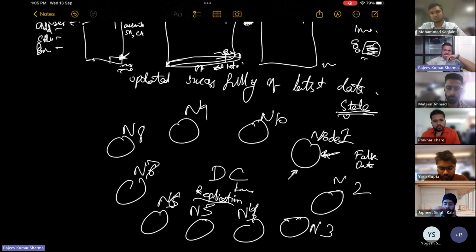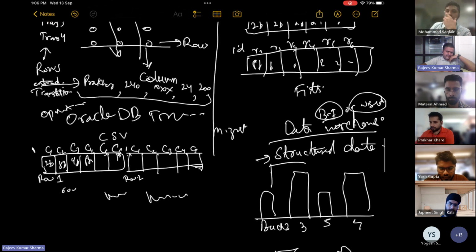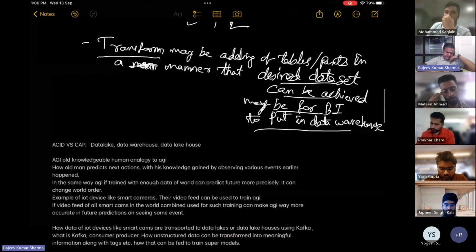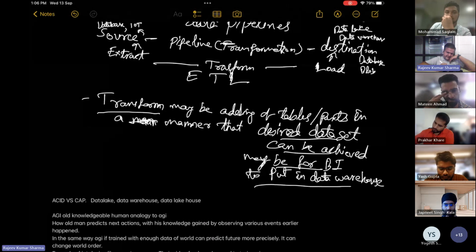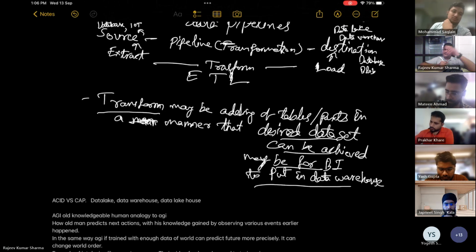Just for your understanding, I have given you a basic concept of what the various types of databases are. One is ACID, and the other is CAP theorem based, meaning NoSQL databases. Okay.